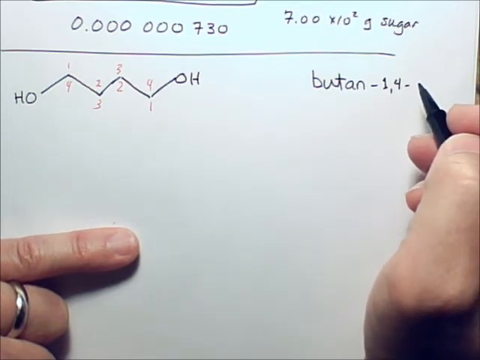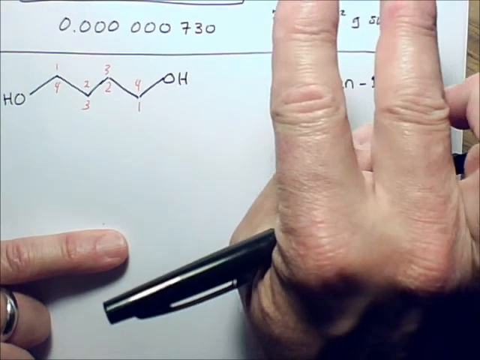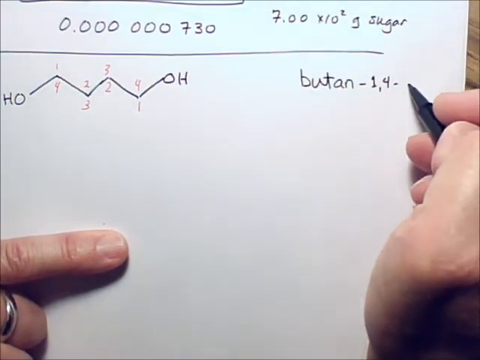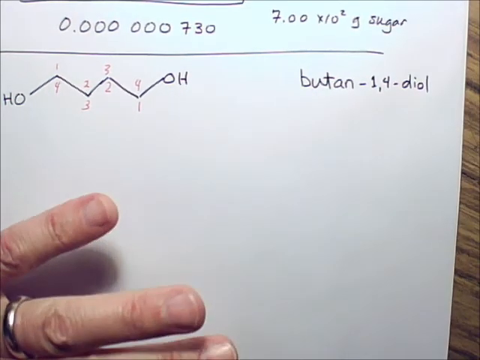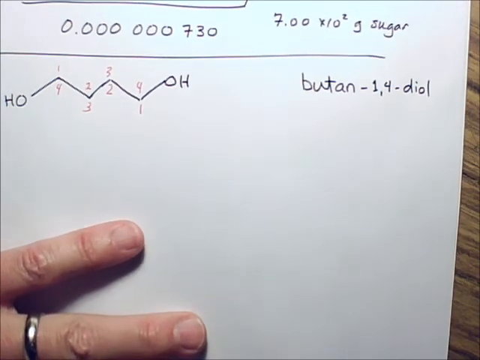What are we going to name the last suffix? Not just ol. Got 2 alcohols. Diol. Okay? Butane 1,4-diol.